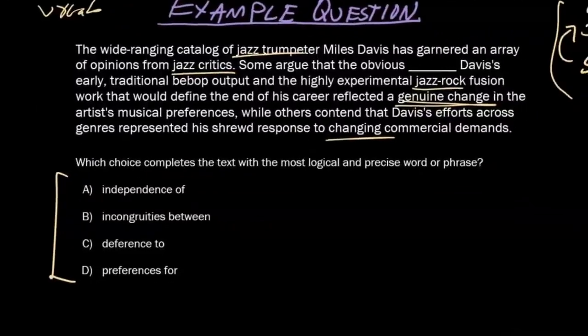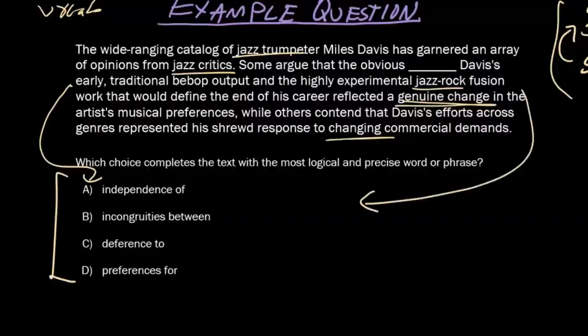Some argue that the obvious independence of Davis's early traditional bebop output and the highly experimental jazz rock fusion work that would define the end of his career reflected a genuine change. Well, independence of doesn't really make sense. Sure, this might be independent, but that doesn't really relate to this part here. Okay? Incongruities between. If you don't know this word, let's just say we skip it for now. What it means is differences.